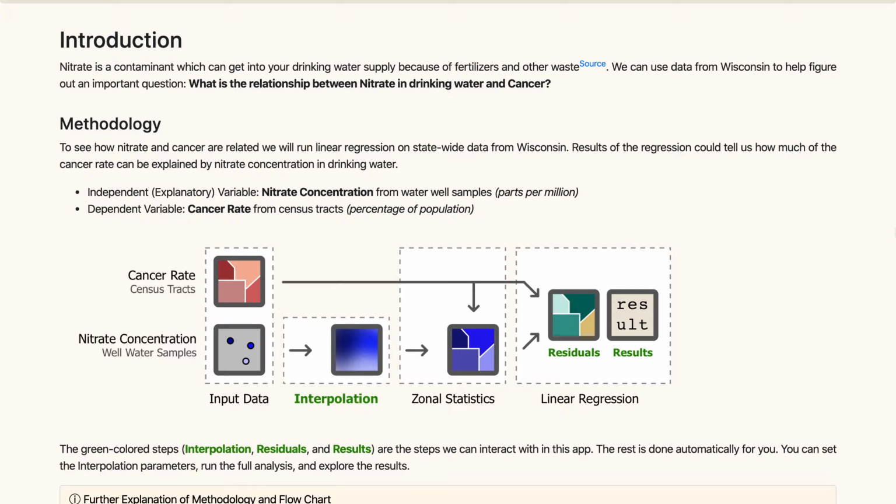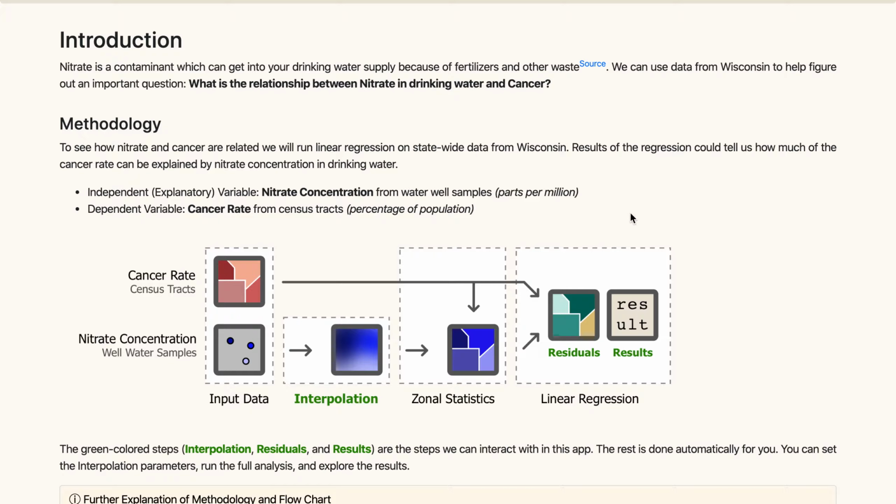In order to see how nitrate and cancer are related, we will run linear regression on statewide data from Wisconsin. Results of the regression could tell us how much of the cancer rate can be explained by nitrate concentration in drinking water. So we have our independent variable, which is the nitrate concentration. As I mentioned, it's from water well samples in parts per million. And then we have our dependent variable, the variable that we're trying to explain, which is cancer rate from census tracts. Unit is percentage of population.